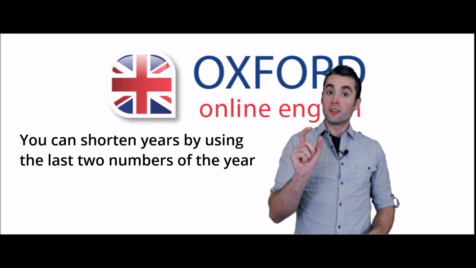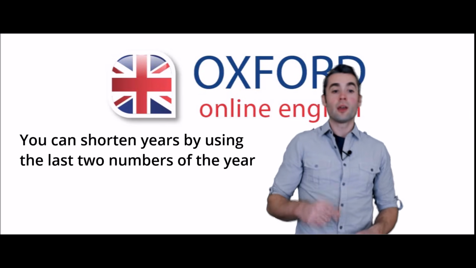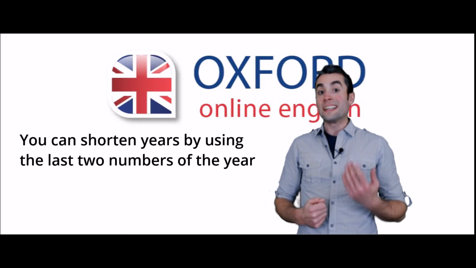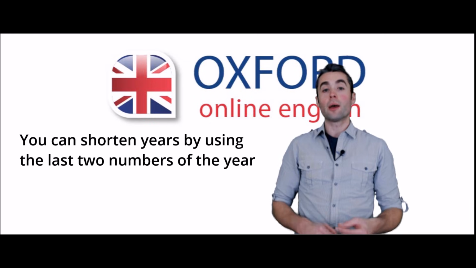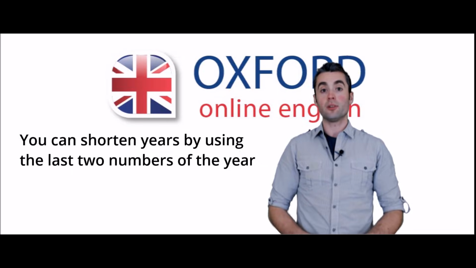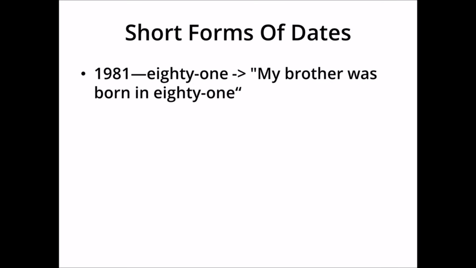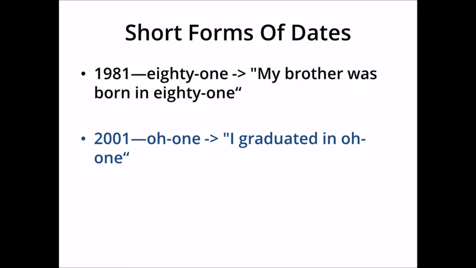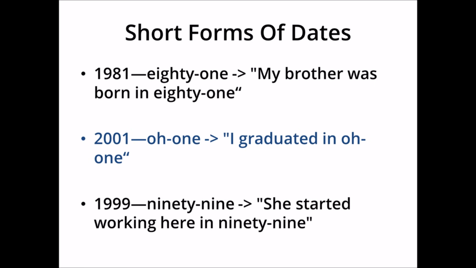Sometimes we shorten dates and use a short form. For example, we often shorten years from the recent past by just reading the last two numbers of the year. For example, you can say 81 for 1981, like my brother was born in 81. 2001 could become 01. I graduated in 01. 1999 could be 99, like she started working here in 99.